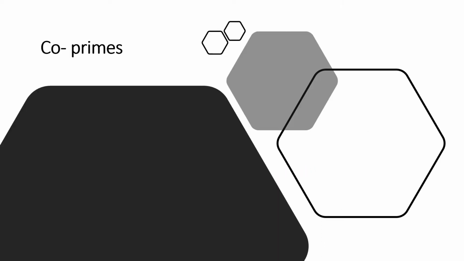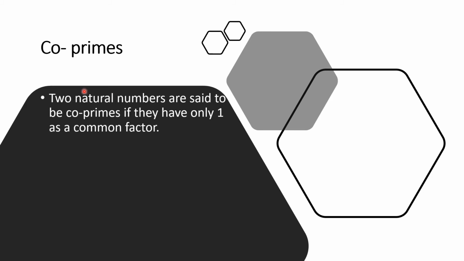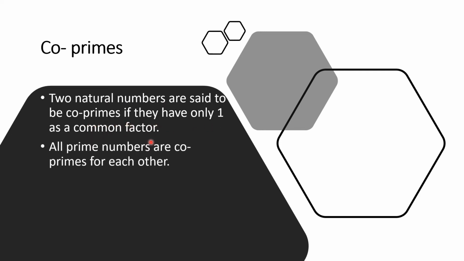Here we need to understand co-primes very well. Two natural numbers are said to be co-primes if they have only one as a common factor. And all prime numbers are co-primes to each other. How? Just see 2 and 3. 2 is a prime number, 3 is a prime number. And you know that prime numbers have only two factors, 1 and the number itself. So the factors of 2 are 1 and 2 only. And factors of 3, 1 and 3 only.